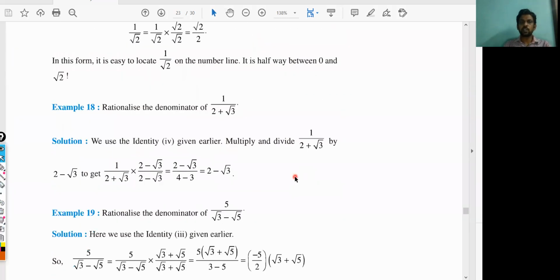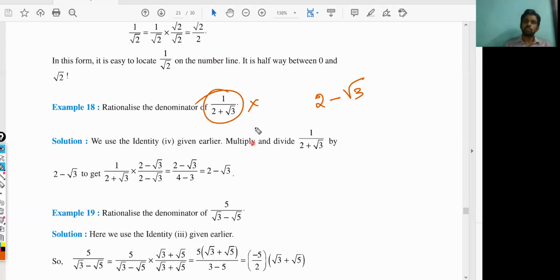So this process is known as rationalizing the denominator. What if I'm having a number like this, 1 by 2 plus root 3, right? So I'll multiply and divide by the conjugate. What is a conjugate? A conjugate is a number which has a small change in the sign. So if this is 2 plus root 3, the conjugate of this number will be 2 minus root 3. I'll only change the sign of the square root term.